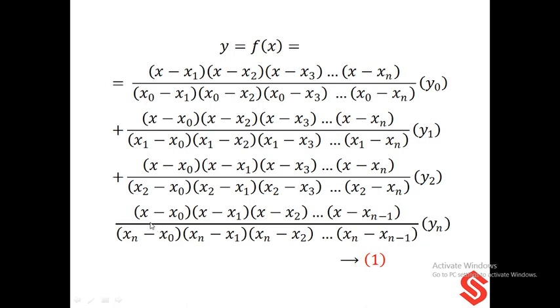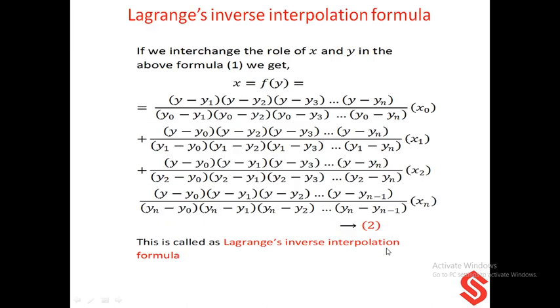And the last term will be x − x0, x − x1, x − x2, etc., x − x(n−1), meaning we are not writing x − xn. So we get the denominator xn − x0, xn − x1, xn − x2, etc., xn − x(n−1), into yn. So it is equation 1.